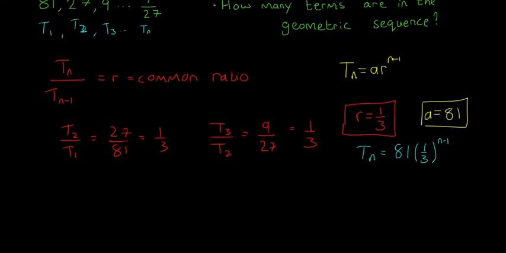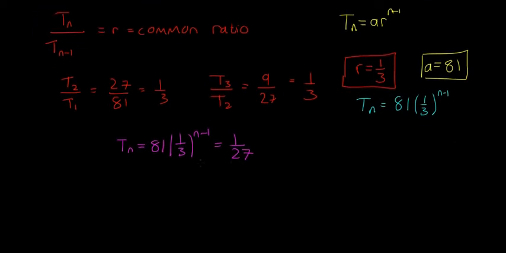So we've done this once or twice now, so hopefully you guys are familiar with it. So we're going to say t of n is equal to 81 multiplied by 1 over 3 to the power of n minus 1, and let that equal 1 over 27, which is our last term. And then we're going to need to solve this for n, and then we can find out what number term it is. Yeah? So there's going to be a little bit of algebra in this. So I'll just write this out again first. 81 multiplied by 1 over 3 to the power of n minus 1 equals 1 over 27.